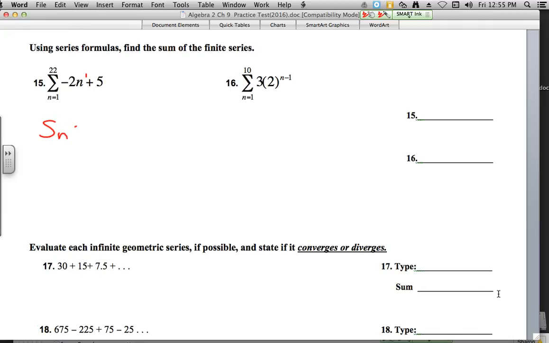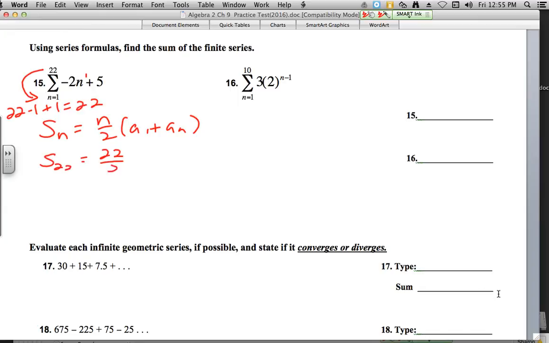The sum of the first n terms is n over 2, where I have the first term and the last term. Now, to figure out how many terms I need for n, I have to take upper limit minus lower limit plus 1. So 22 minus 1 plus 1 is going to give us 22. So this is the sum of 22 terms, where the first one, well, I'm going to find it by putting a 1 into this formula.